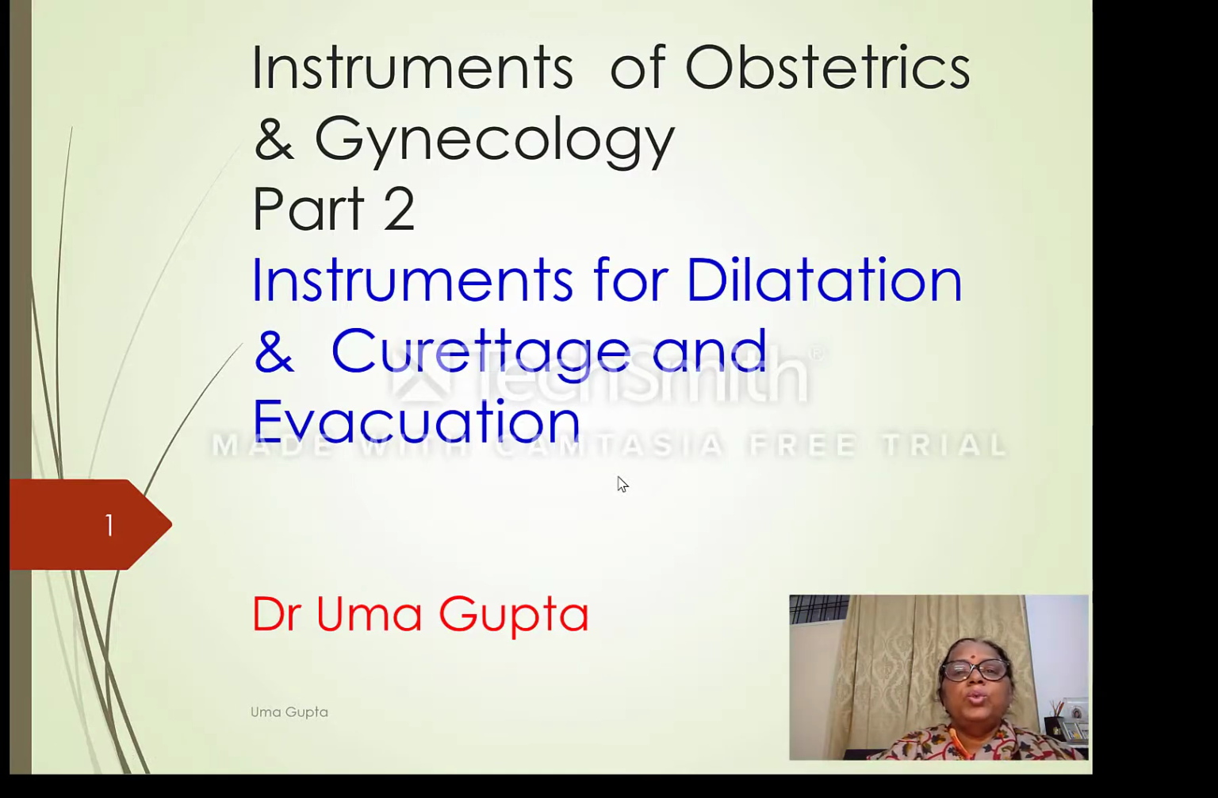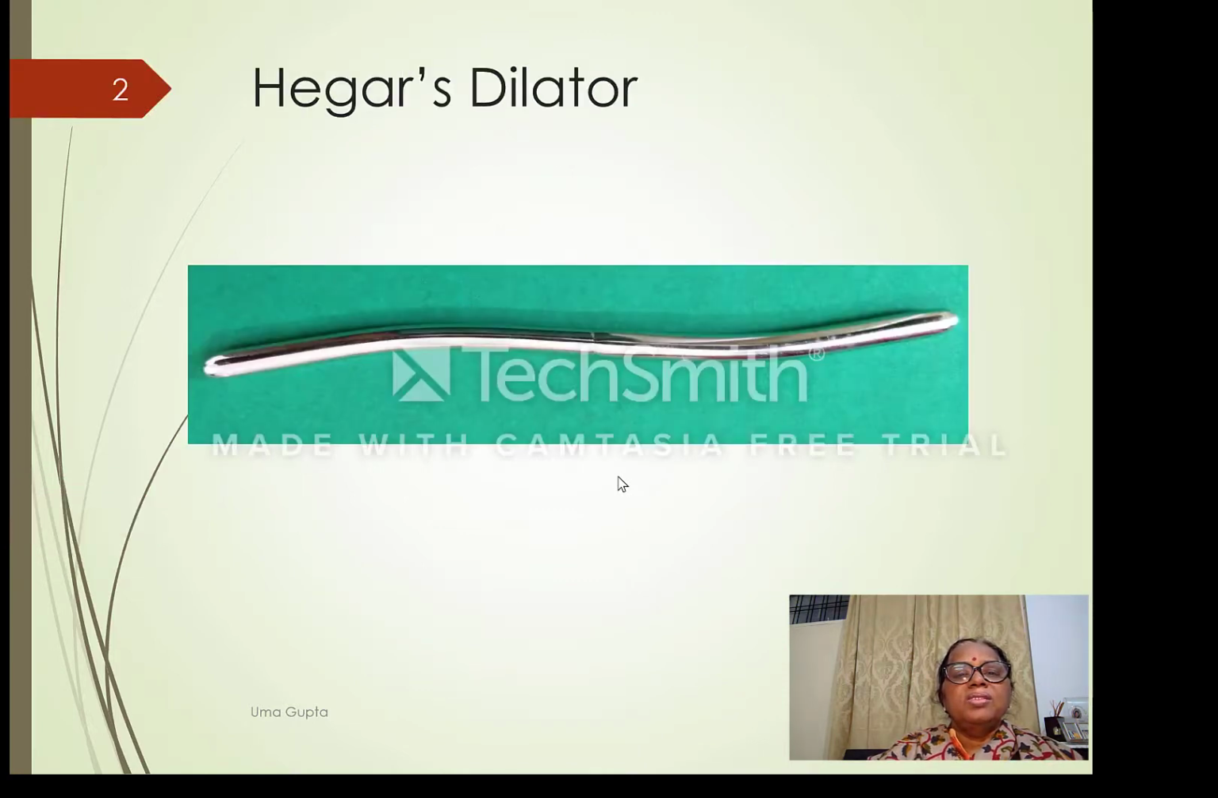This is part 2, Instruments of Obstetrics and Gynecology. Here we'll be talking mostly on the instruments for dilatation and curettage and evacuation. This is Hegar's dilator.